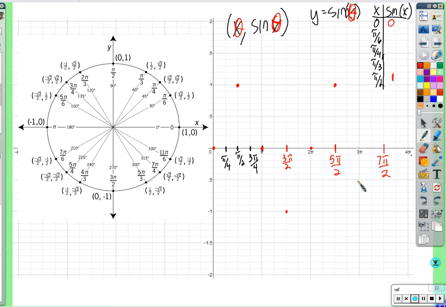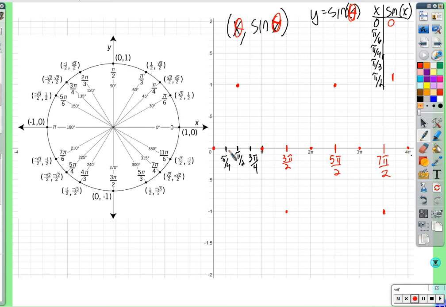Sine of 3 pi? 0. Sine of 7 pi over 2? Negative 1. Sine of 4 pi? That wave pattern. So now if you draw that, knowing that it should look like a wave, we'll have it.